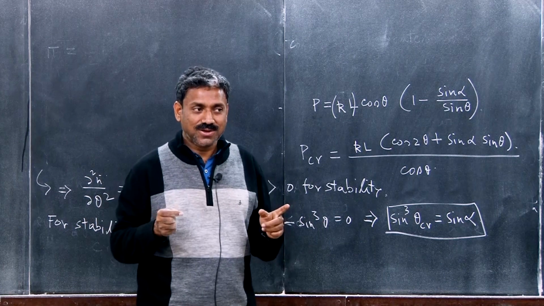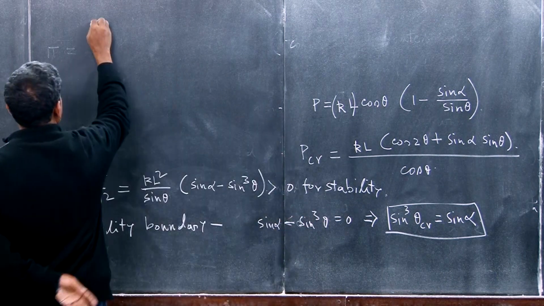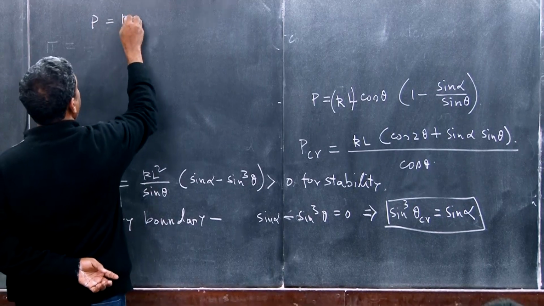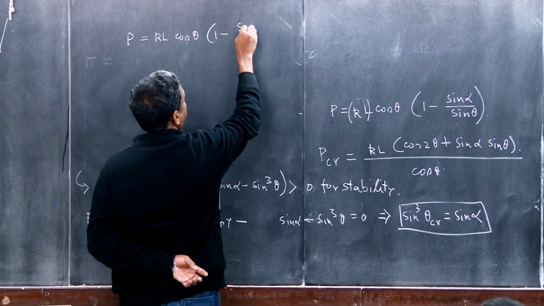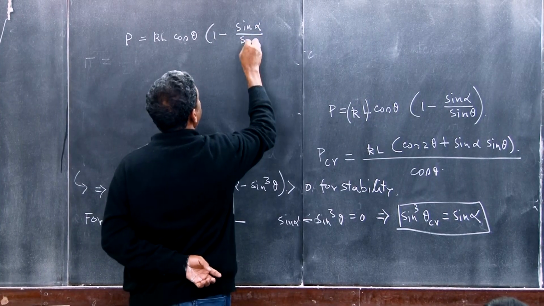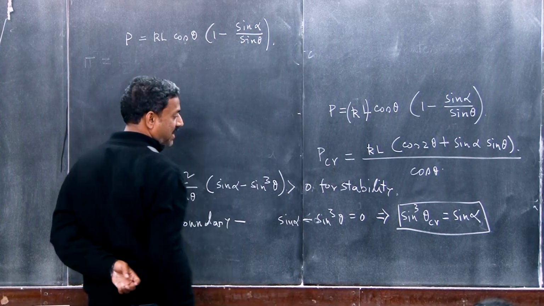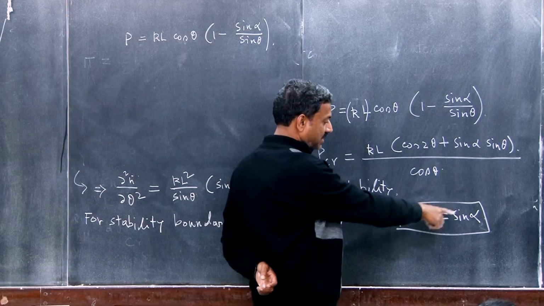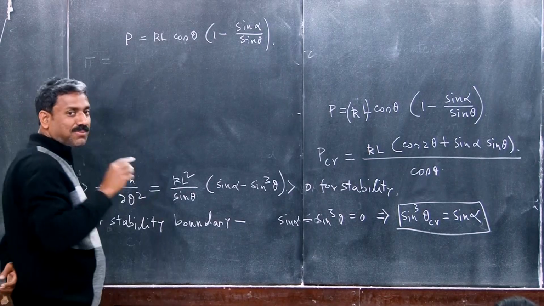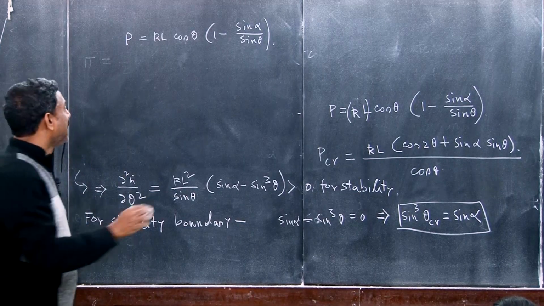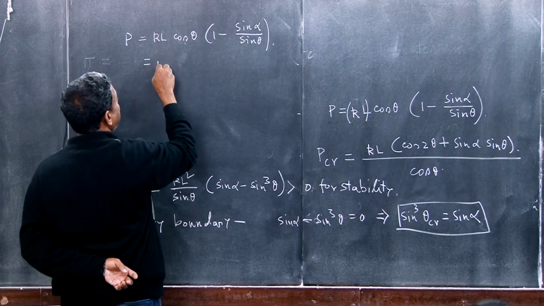Critical means that theta is equal to 0, right? Okay. So, P is equal to KL to sine of theta, 1 minus sine alpha by sine theta, right? And what we have seen, sine cube theta is equal to sine alpha. We want to relate P in terms of alpha, right? And what I know, KL is critical.